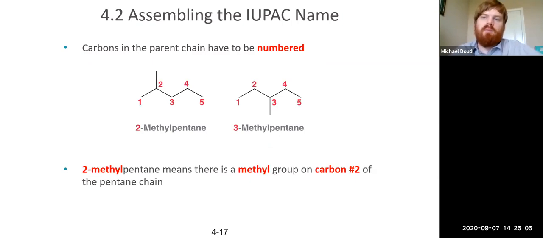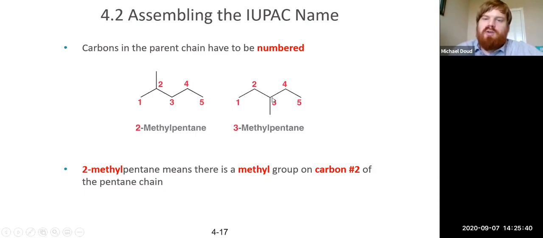Okay, so now we've got the parent chain. We've got the names of the substituents. Now what we have to do is we have to number the parent chain. And it's not as simple as numbering left to right. For example here, we have 2 different examples of methylpentane. We have a methylpentane where the methyl substituent is on the second carbon. So we number it left to right, 1, 2, 3, 4, 5. And then the methyl group is on the second one. So that becomes 2-methylpentane. And we just put that all together.